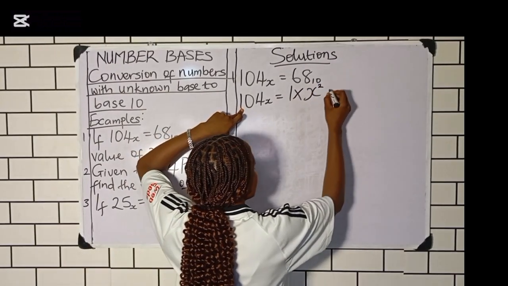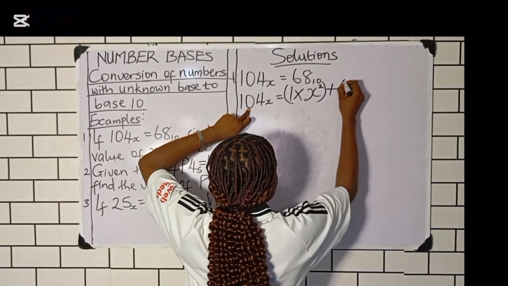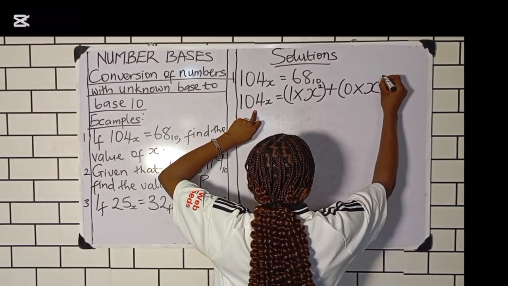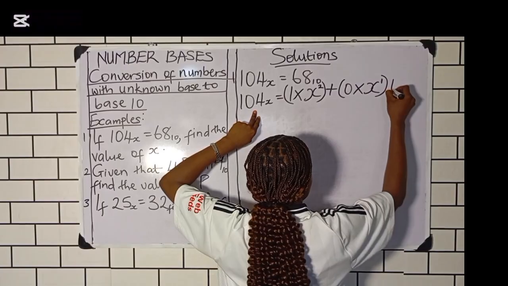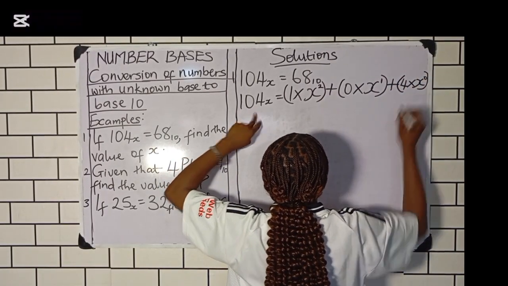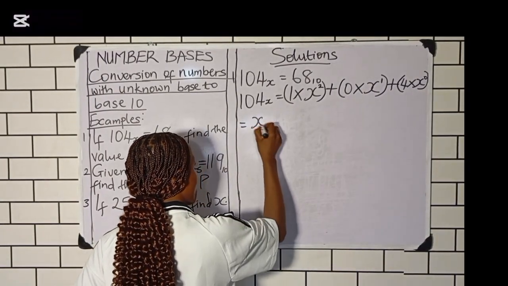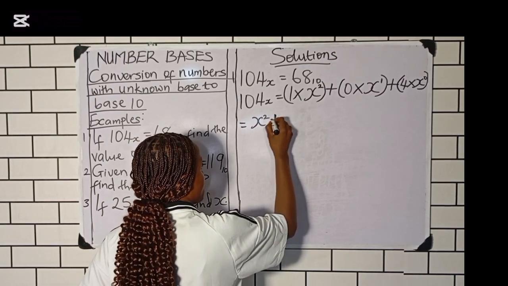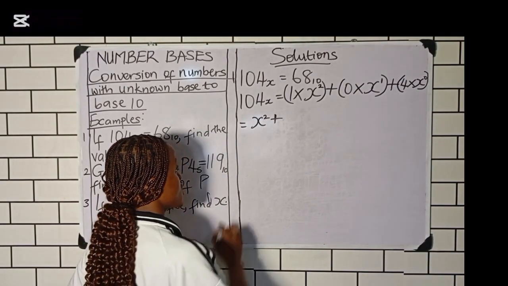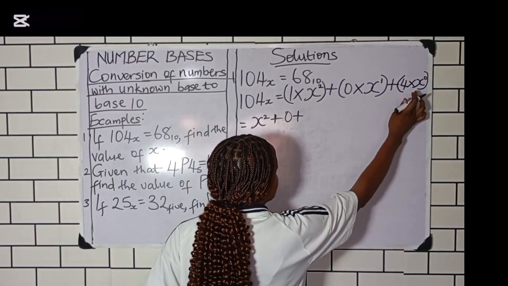x raised to power 2 plus, I'll put it in brackets, bracket 0 times x raised to power 1, close bracket, plus, open bracket, 4 times x raised to power 0. Now we have 1 times x raised to power 2 will still give us x raised to power 2, plus 0 times x raised to power 1 will give us 0, plus 4 times x raised to power 0.